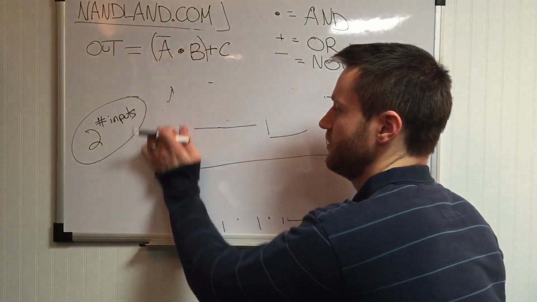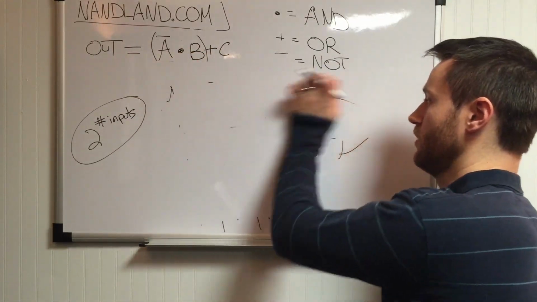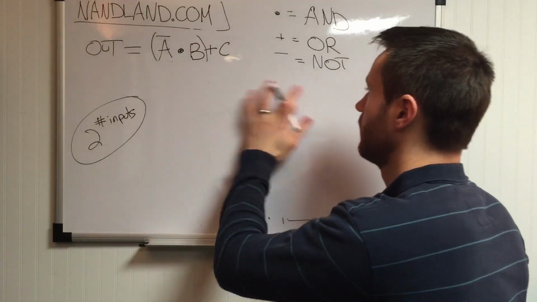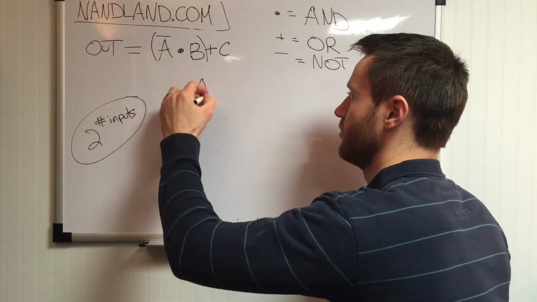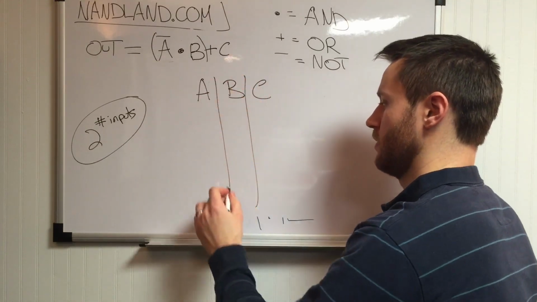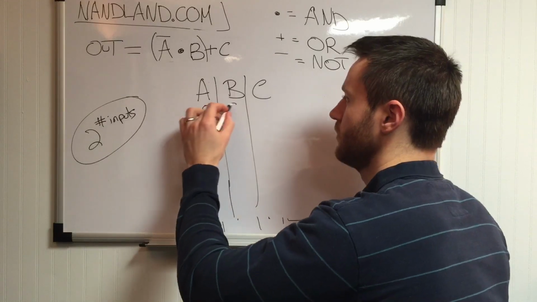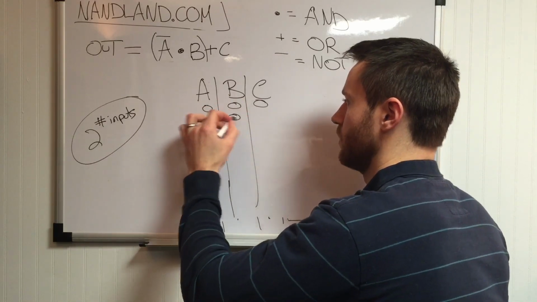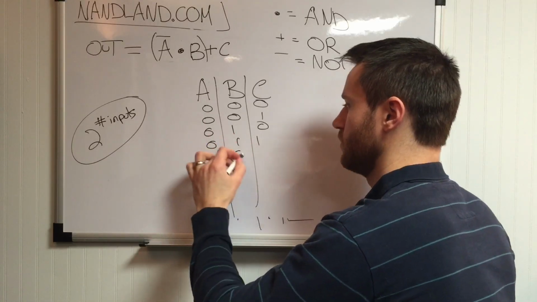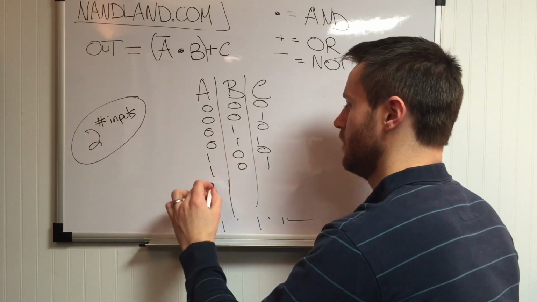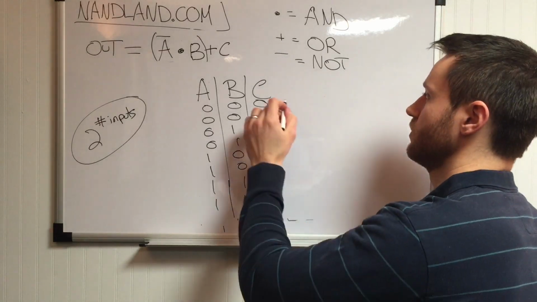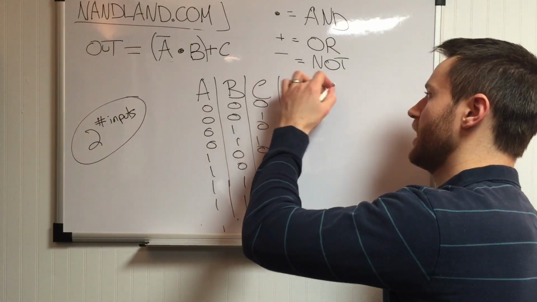And now I'm going to draw the truth table for that Boolean algebra equation. So we have as our inputs A, B, C, and all possible combinations. There's 8 of them: 000, 001, 010, 011, 100, 101, 110, 111. There you have it. Those are your combinations. Here's your output.